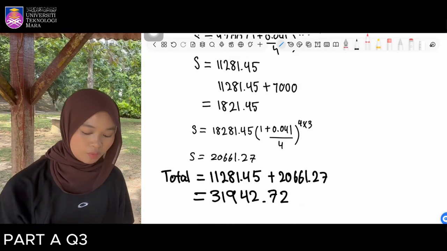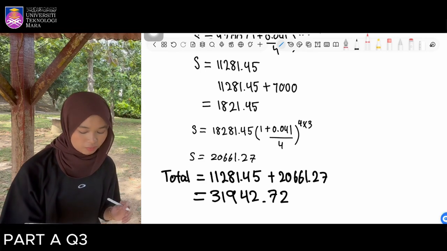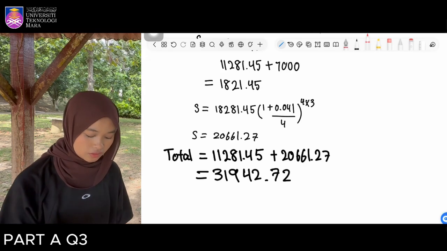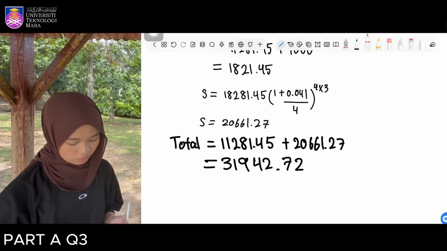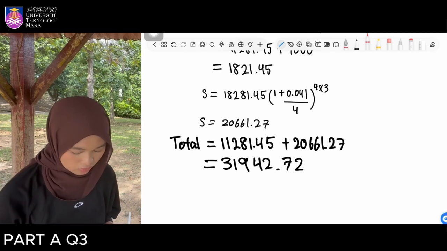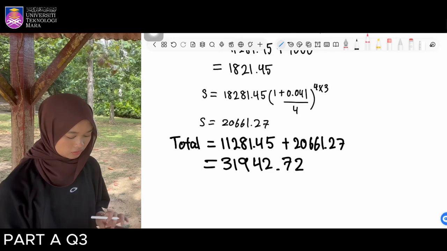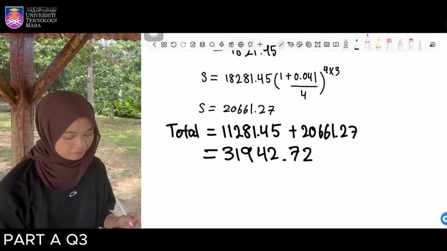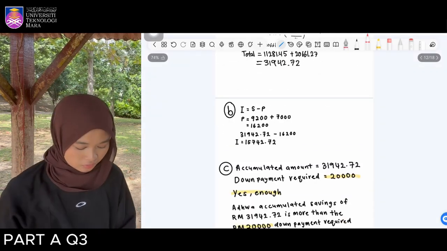Next, 18,281.45 in bracket 1 plus 0.041 over 4 power 4 times 3. So the answer we get is 20,661.27. Then 11,281.45 plus 20,661.27. So the answer is 31,942.72.